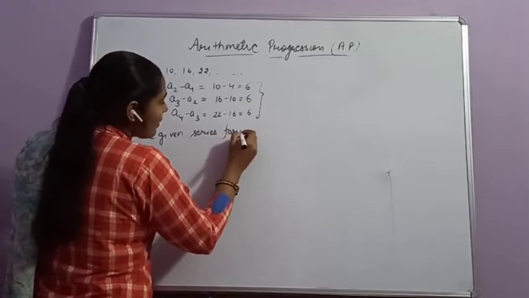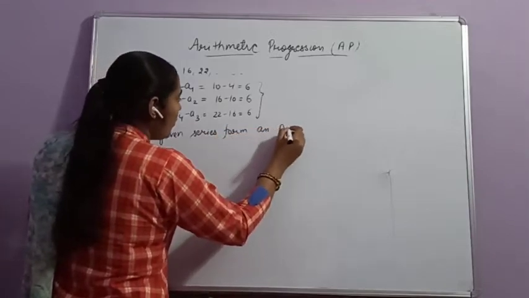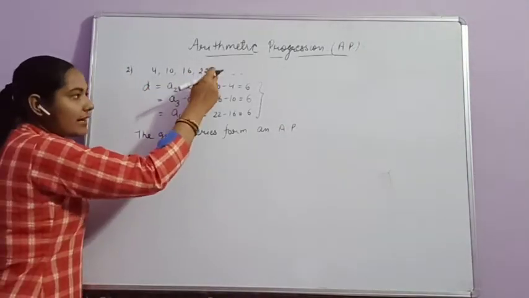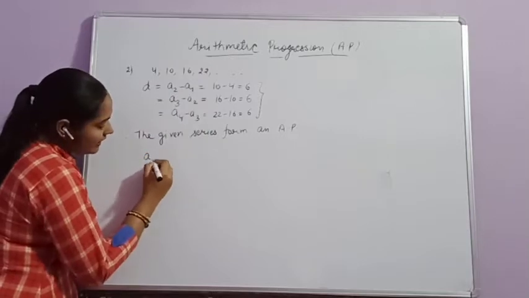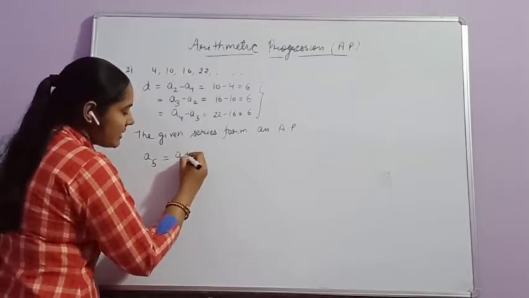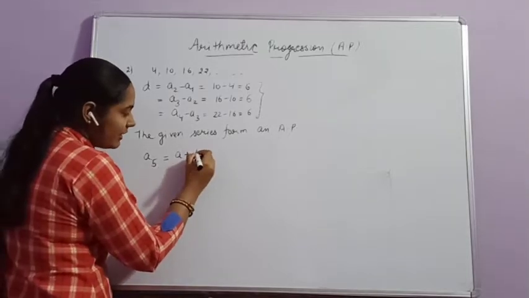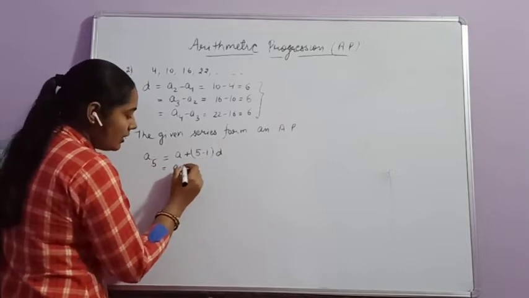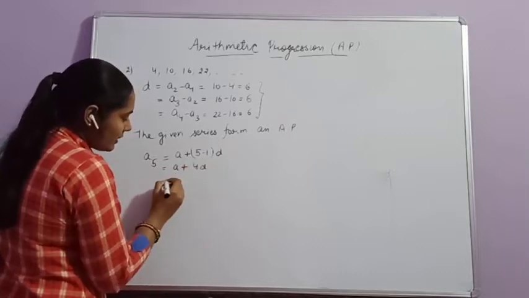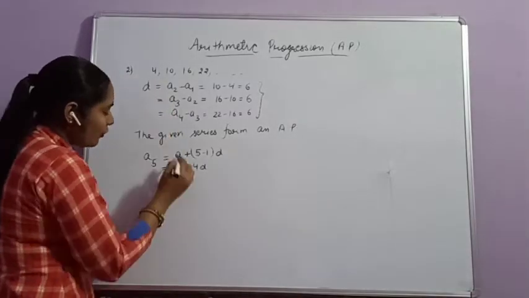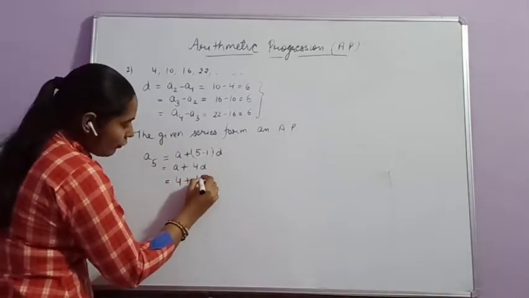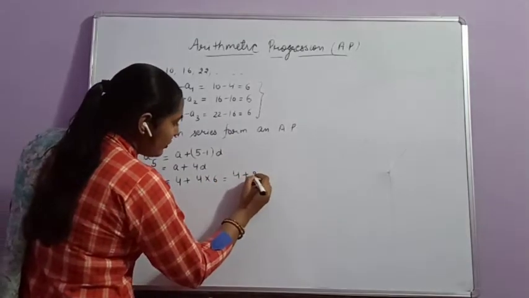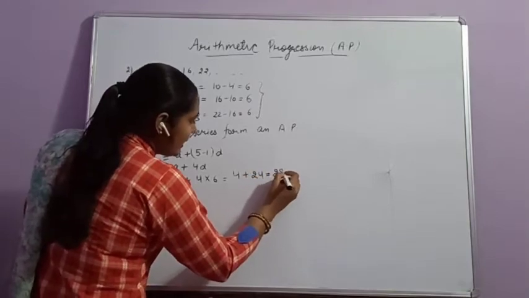Clear? That means therefore the given series forms an AP. Now we have to find out its next two terms. The next two terms mean A5 and A6, and we know that A5 can be written as A plus n minus 1 into D. It means A plus 5 minus 1, which is 4, into D. The value of A is 4, that is the first term. 4 into D, which is 6, that is equal to 4 plus 24, that will be equal to 28.